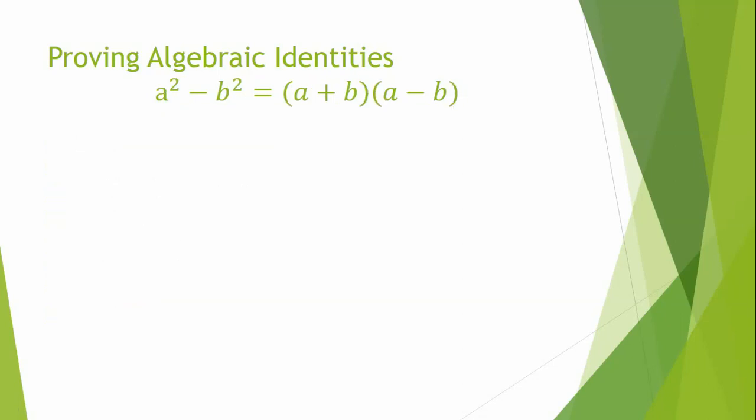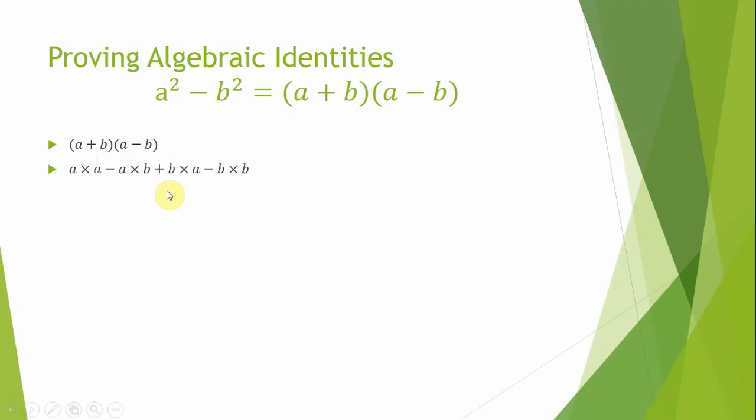Let's move on. Let's try to prove this algebraic identity. I choose a slightly different approach here. I choose the right side of the equation and I simplify to get the left side. So that's (a + b) into (a - b). I expand the bracket, so a into a minus a into b plus b into a minus b into b.